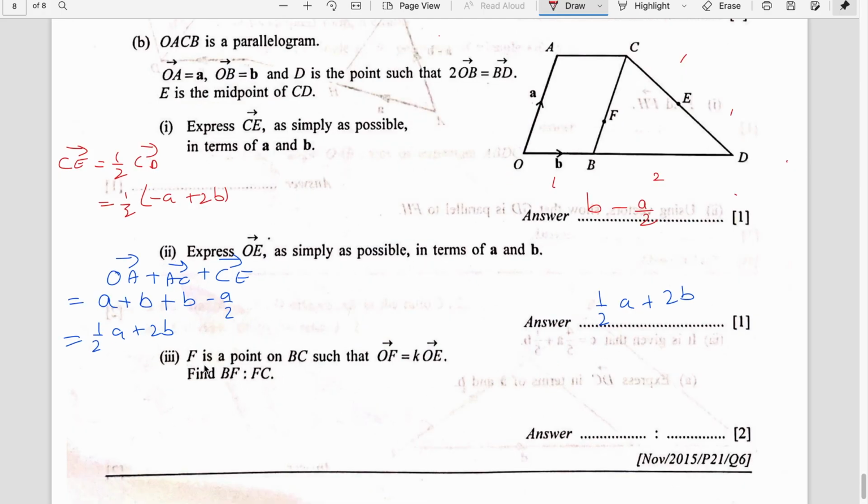Okay, now the last part: F is the point on BC such that OF is K times OE. So OF is K times OE. This actually means they lie on the same line. So find BF ratio FC. So first we'll find BF.